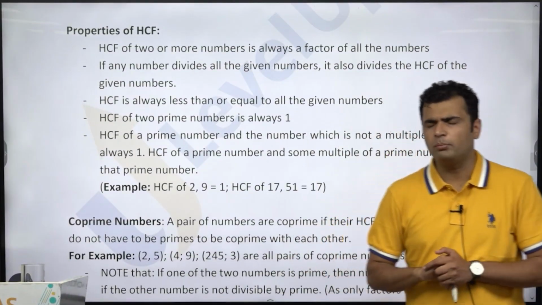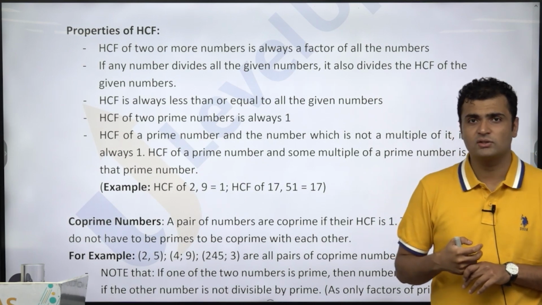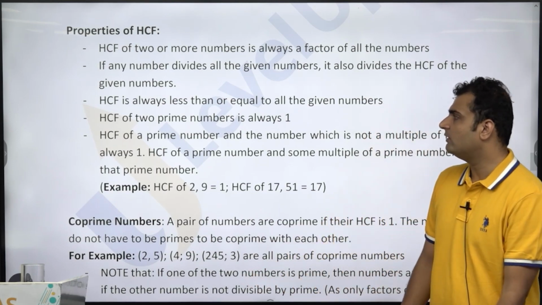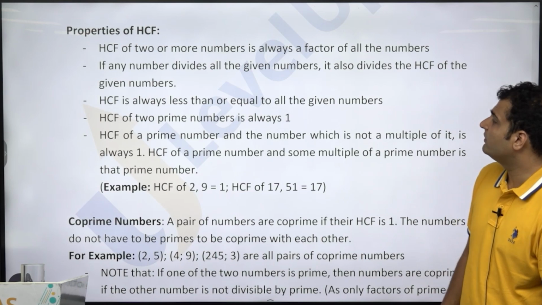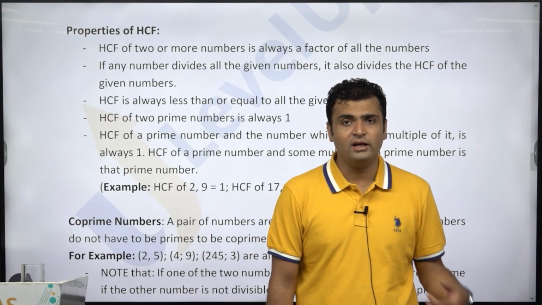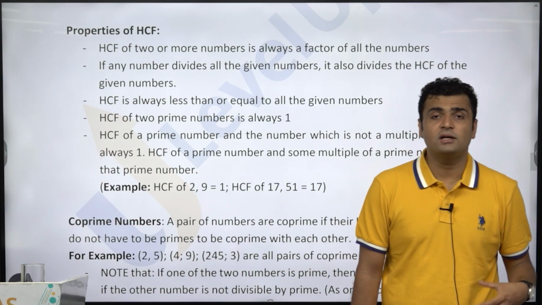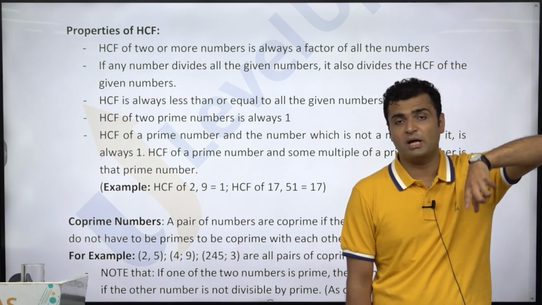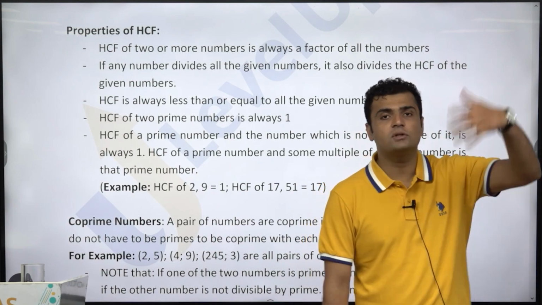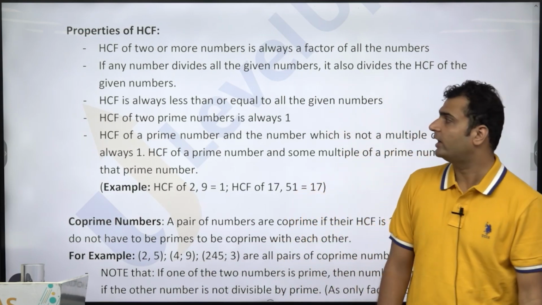These are the properties of HCF that we can have. HCF of 2 or more numbers is always a factor of all the numbers. Yes, a factor it will be, it is a common factor, definitely by definition. If any number divides all the given numbers, it also divides the HCF of the given numbers. That means if there is any other common factor, it will also divide the highest common factor, which is very obvious. Because in the highest common factor we take the highest common power of the prime numbers, and any other common factor will have a smaller power, so of course it will divide the highest common factor. So every common factor will divide the highest common factor.